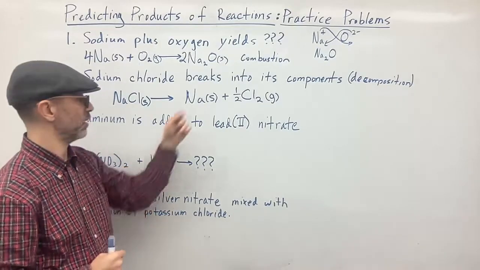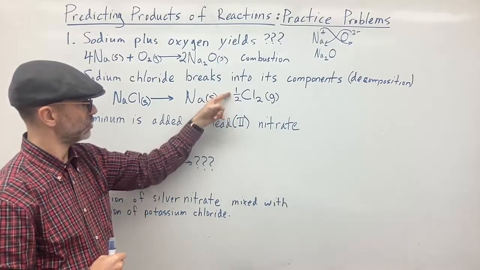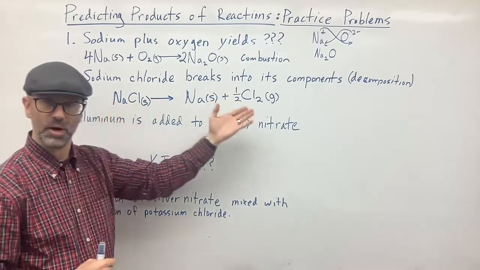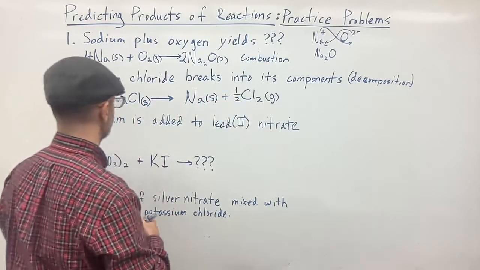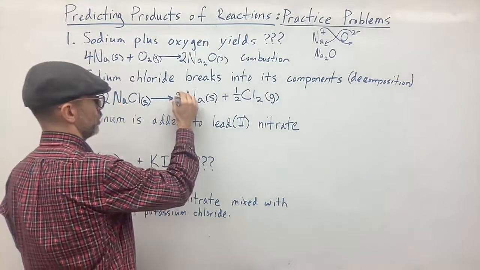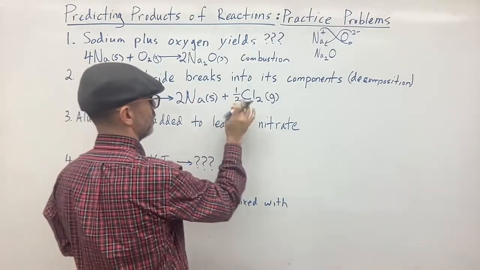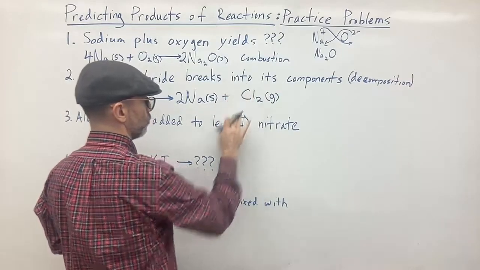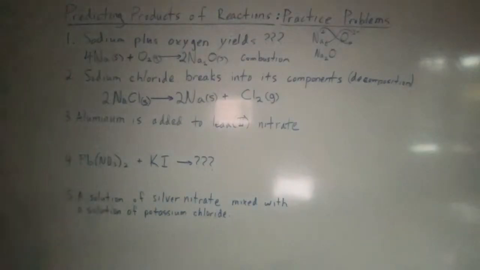but I cannot keep that fraction there. So to get rid of this fraction, to get rid of the half, I multiply by 2. So I have to multiply my whole equation by 2. So 2 times 1 is 2. 2 times 1 is 2. And 2 times 1/2 is 1. So we don't write the ones, and we'll keep it that way.